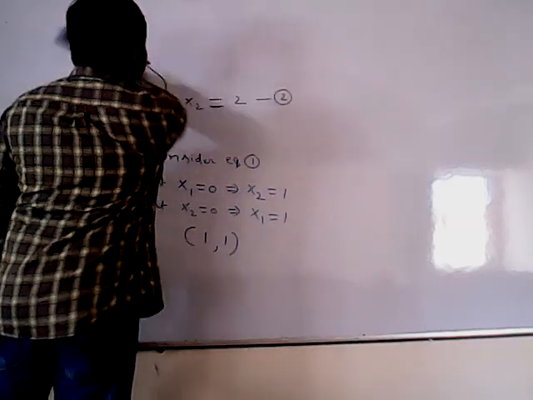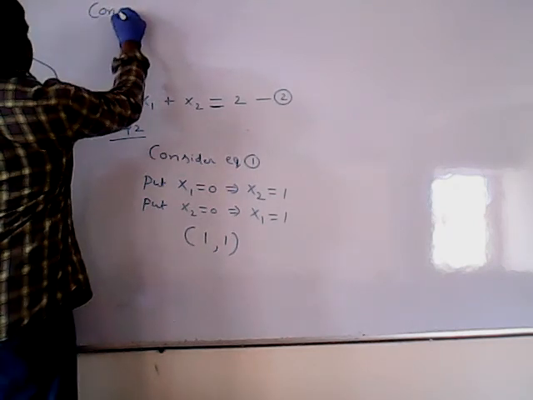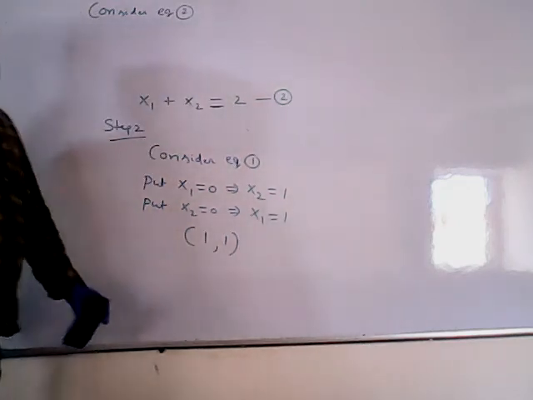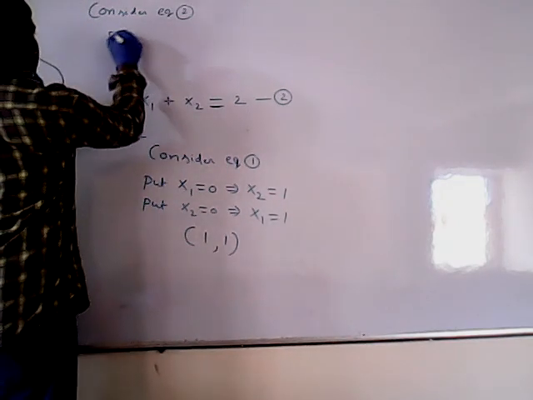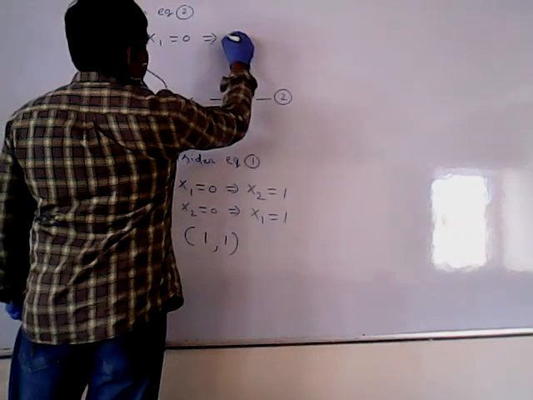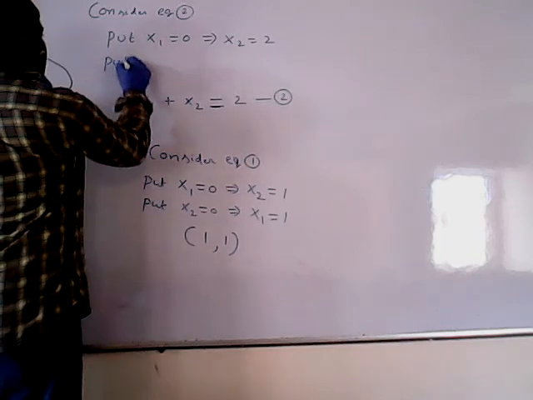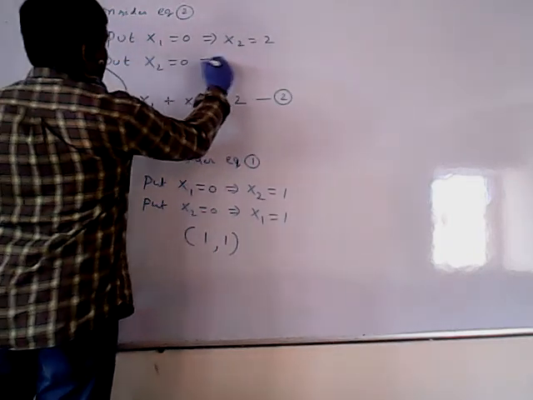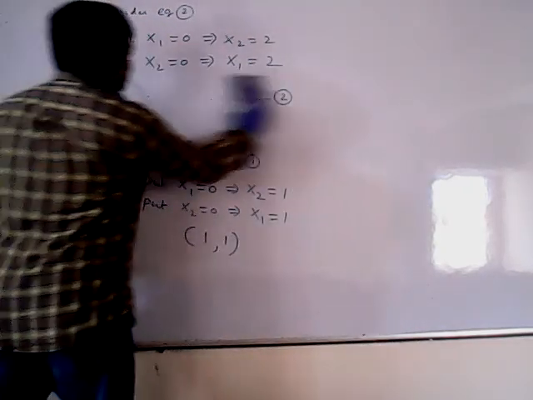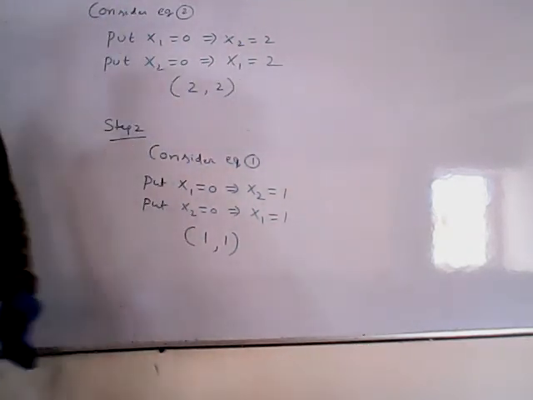Similarly, I will identify the second line. Consider equation 2. Put x1 equal to 0, then x2 equal to 2. Similarly, put x2 equal to 0, then x1 equal to 2. The point we are getting is 2, comma 2.